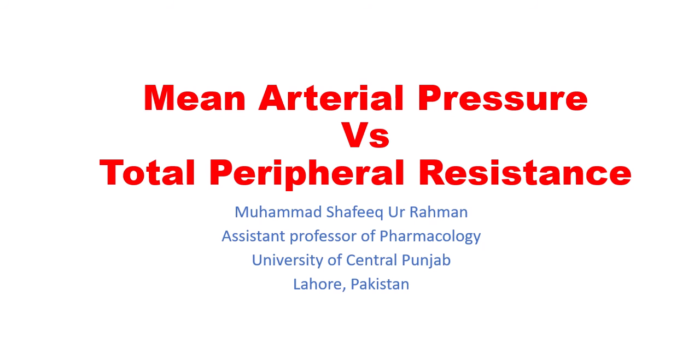For these two concepts, total peripheral resistance and mean arterial pressure, I found that the best way to interpret them is through two things: we have to understand the diagram and the equations. Let's first talk about the equation.